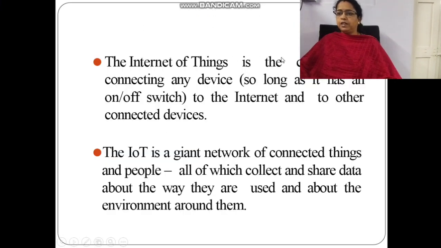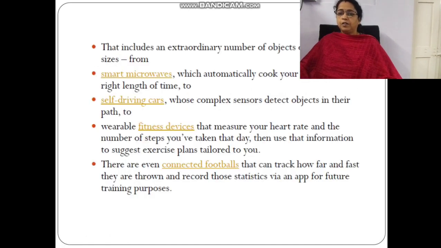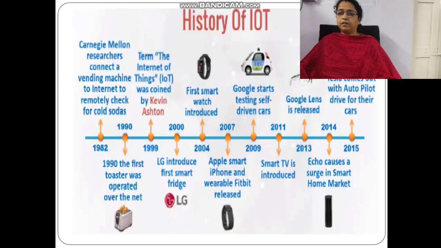So this Internet of Things is the concept of connecting any device, so long as it has an on-off switch, to the internet and to other connected devices. A thing in the Internet of Things can be a person with a heart monitor implant, a farm animal with a biochip transponder, an automobile that has a built-in sensor, etc. So here a few examples are given.